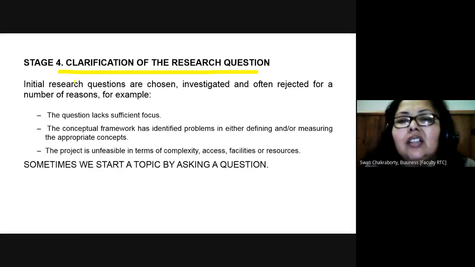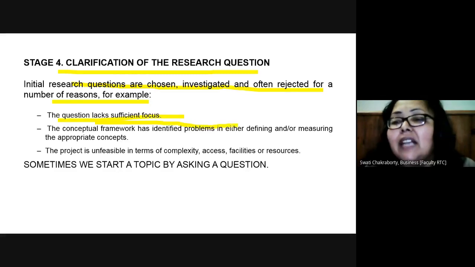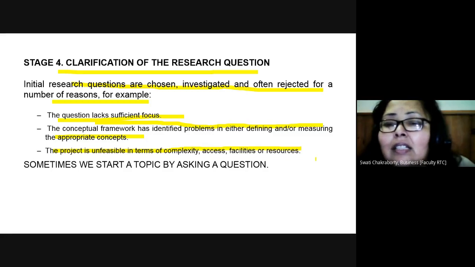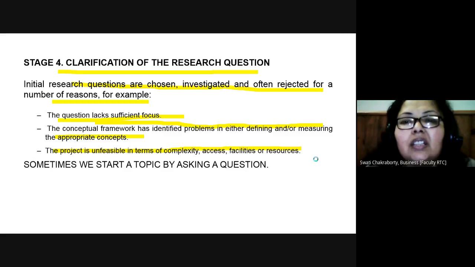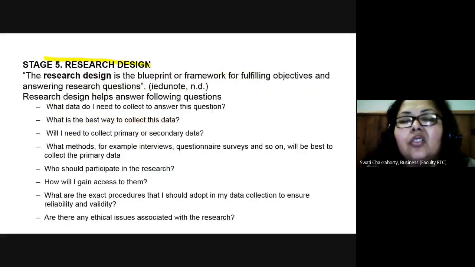The initial research questions that are chosen and investigated are often rejected for a number of reasons. Why? Because the question lacks sufficient focus, or the conceptual framework has identified problems in either defining or measuring the appropriate concepts, or the project is unfeasible in terms of complexity, access, facilities, and sometimes in terms of resources also. Okay. Next stage is where we talk of research design.